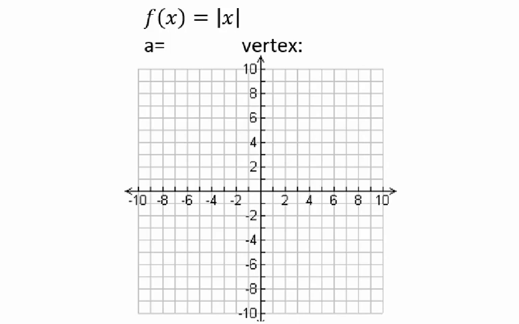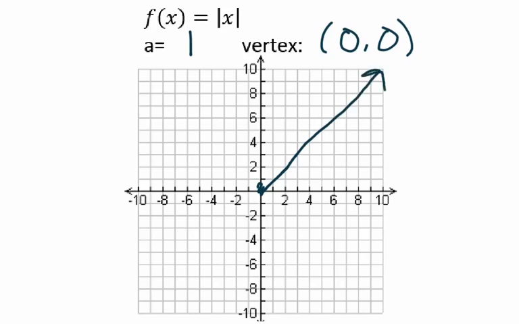So on our parent function, our a is going to be 1, and our vertex is 0, 0. So we're going to start by plotting the point 0, 0, our vertex. And like I said a minute ago, the a gives you the slope on the right-hand side. So on the right-hand side, I'm going to go up with a slope of 1. So just cut through all the corners.